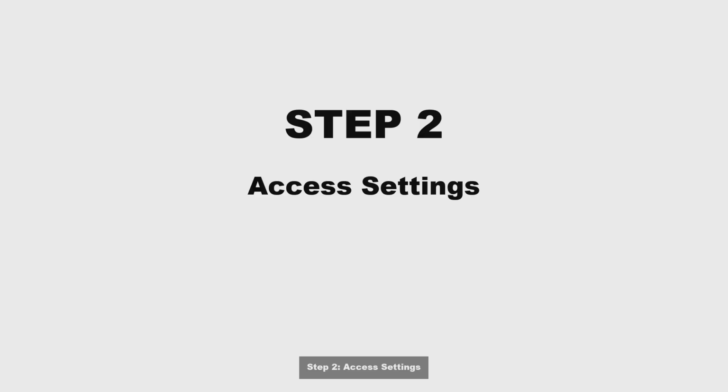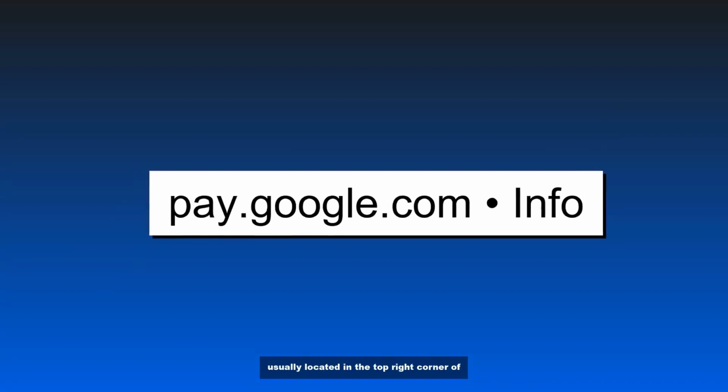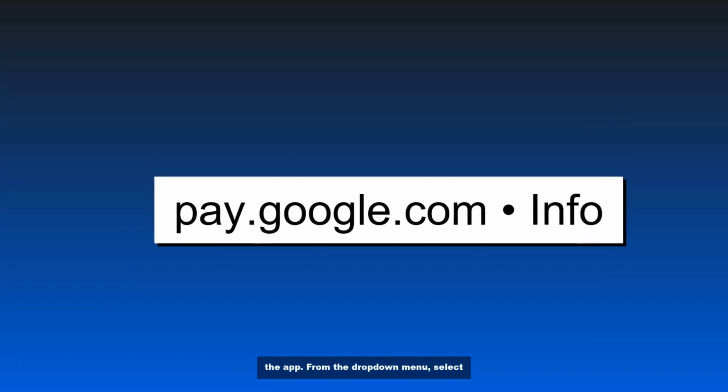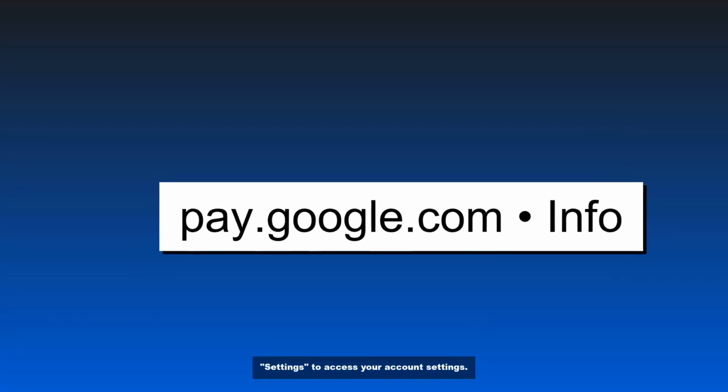Step 2. Access settings. Tap on the profile icon or the menu button, usually located in the top right corner of the app. From the drop-down menu, select Settings to access your account settings.